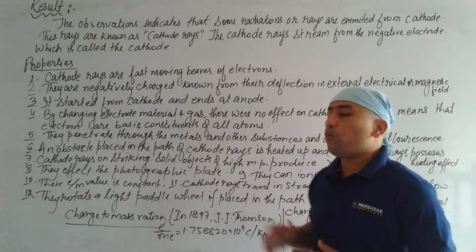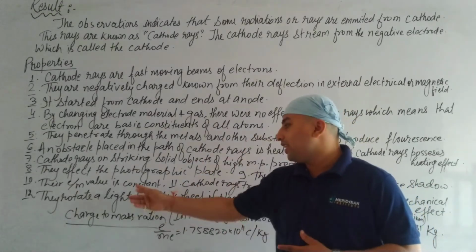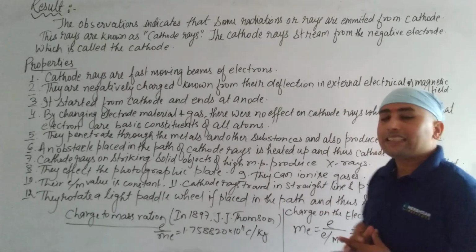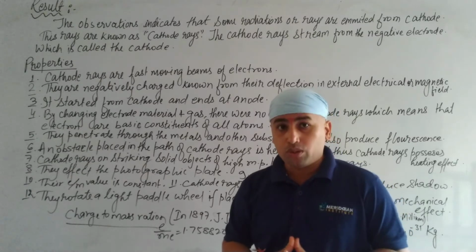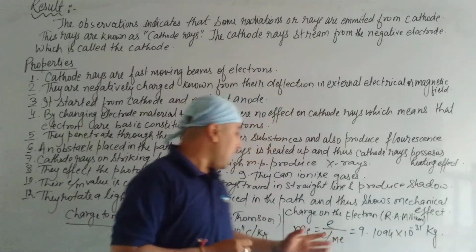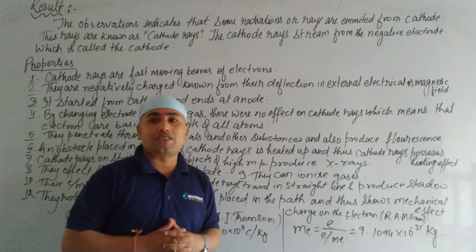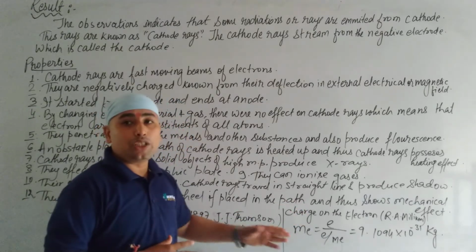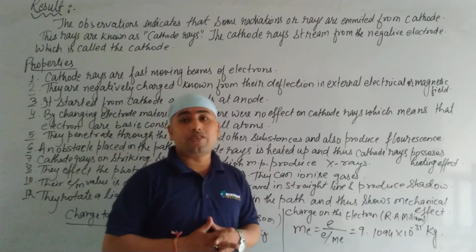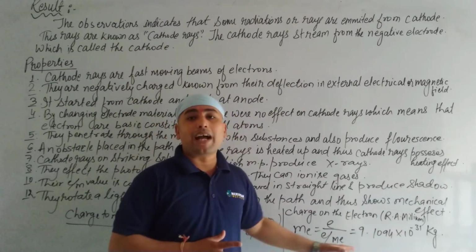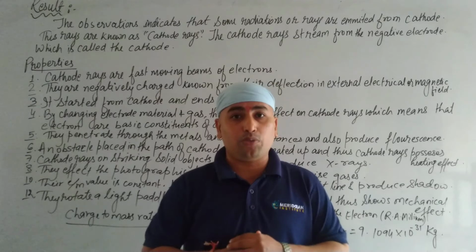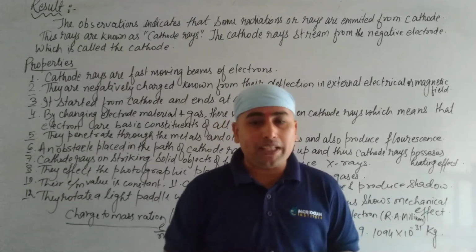When a light paddle wheel was placed in the path of those cathode rays, it started rotating. This shows that cathode rays have a mechanical effect also. And last but not least, the charge on the electron was given by R.A. Millikan, who calculated it in 1906. The mass of the electron is the charge of the electron divided by the e/m ratio, whose value is 9.1094 × 10^-31 kg. So these were all the properties of cathode rays.